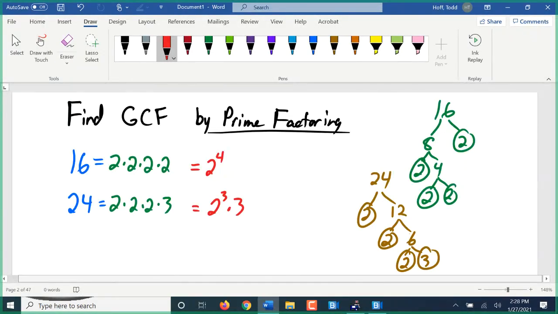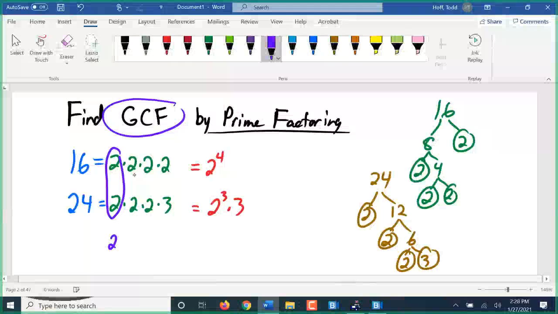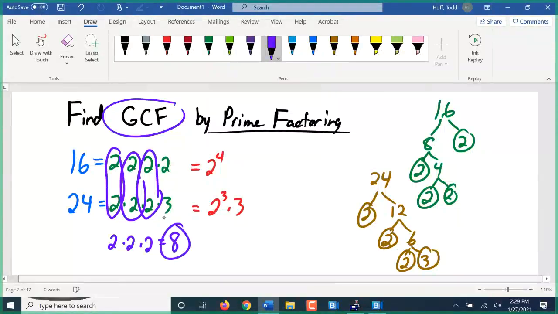The greatest common factor, though, take all the common factors. There's a 2 in common. There's another 2 in common. And another 2 in common. What's 2 times 2 times 2? 8. Well, that's what we found earlier up above to be the greatest common factor.